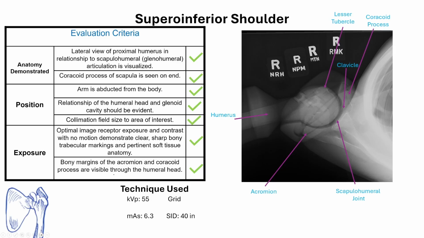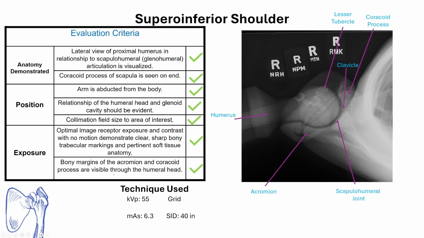Positioning considerations include the arm to be abducted away from the body, which is present on our film. The relationship of the humeral head and glenoid cavity should be evident, which is demonstrated on our image. And then collimation field size to the area of interest is also met.